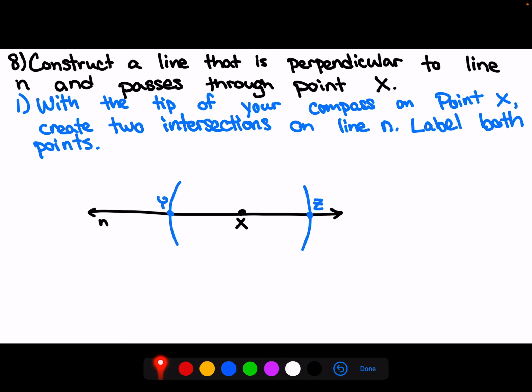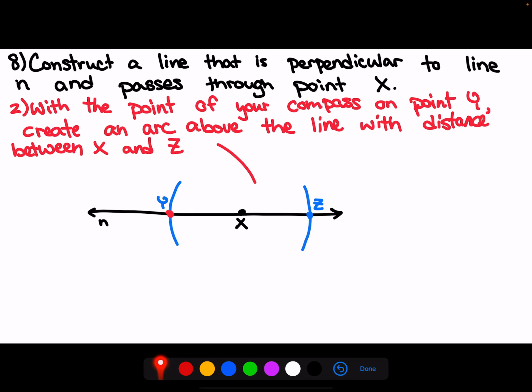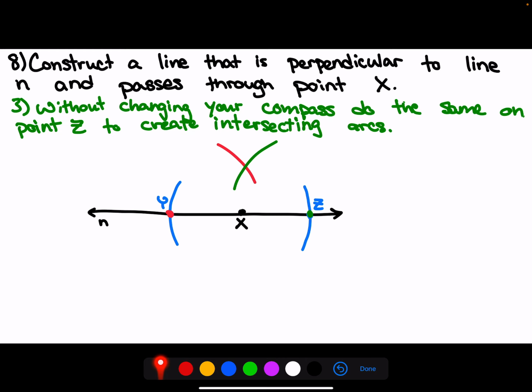Now, at this point, you're going to put the point of your compass on point Y, and you're going to set your distance to in between X and Z. So the point of your compass should be on Y, and the pencil end should be between X and Z, somewhere in here. You're going to create an arc above line N. Without changing the distance of your compass, place the point of your compass on point Z and repeat the same exact thing. Create an arc above line N. Again, these should create intersecting arcs, and they should have the same distance. They should be equidistant to these arcs.